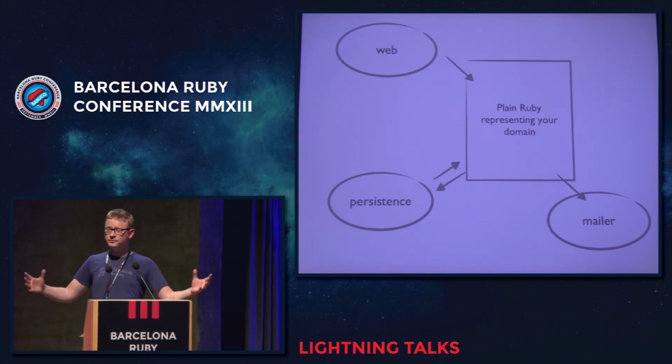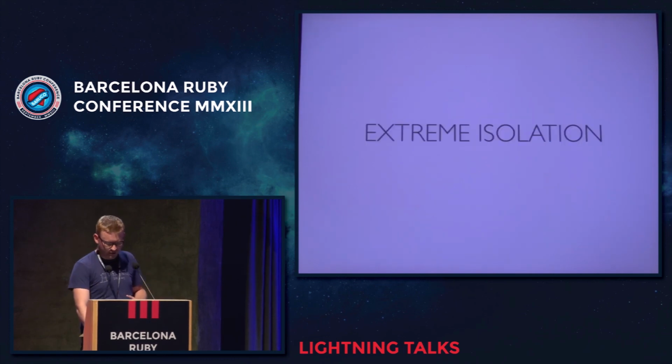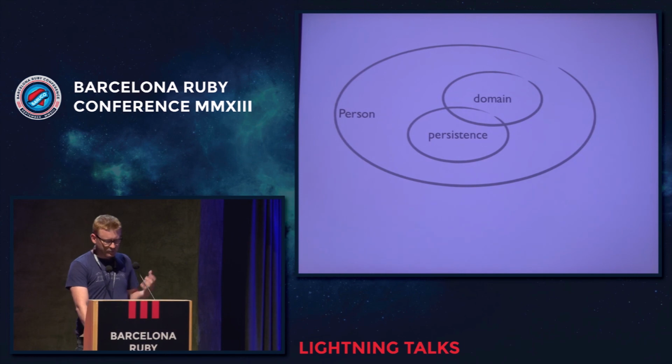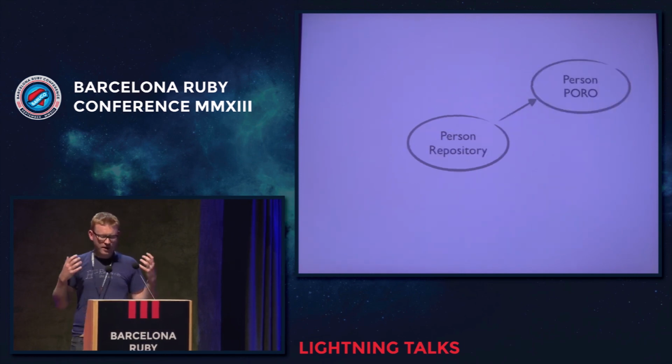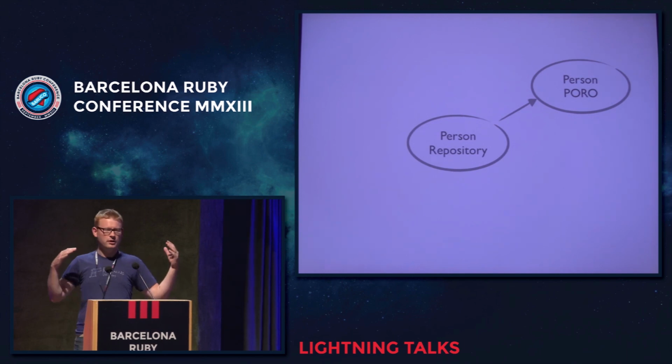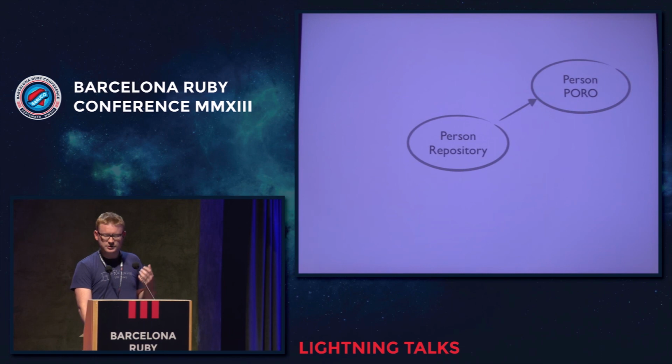Okay, so taking both of those ideas and putting them together, I've basically thought about this thing called extreme isolation. So instead of having an Active Record model where you have your domain and persistence, we have a person repository. Now that is just a plain Ruby class that may talk to a Mongo layer. It might talk to Active Record. It might talk to any database you like. And it returns a plain Ruby object which represents the person in your system. This has no persistence in it at all, has no persistence logic.